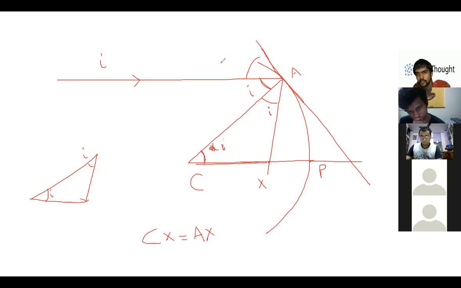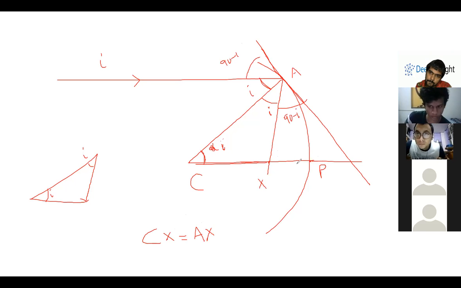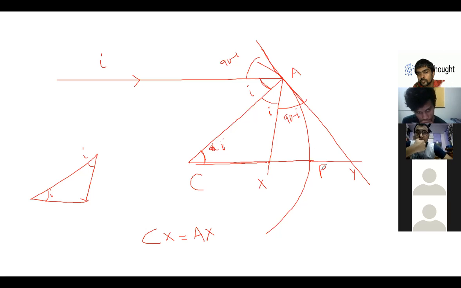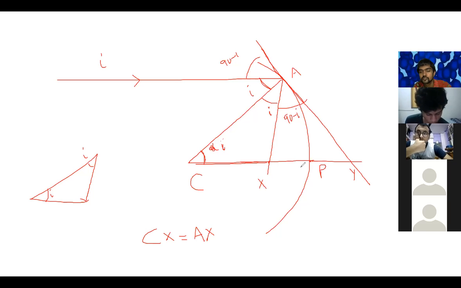Now this angle is 90 minus I. This angle is 90 minus I again. Can I find something about Px? Assuming that this P and this Y are almost the same approximation, you can say Px is equal to Py. How can you say Px equal to Py?